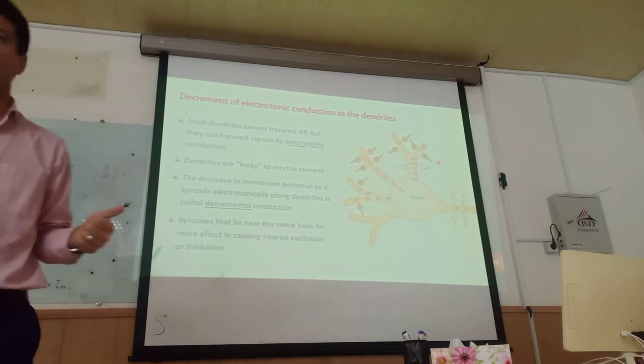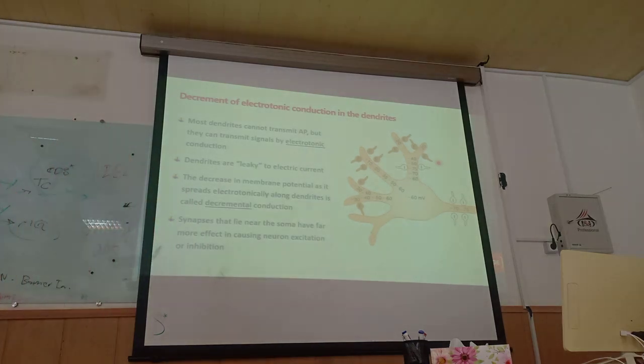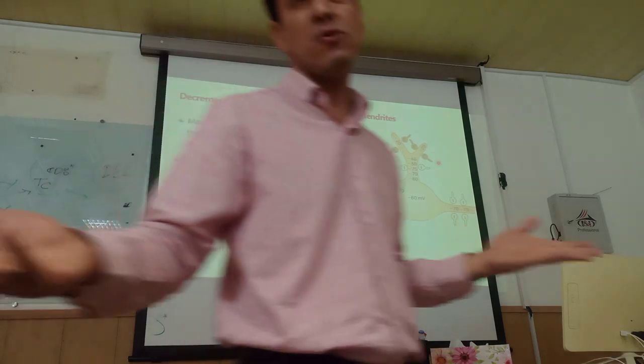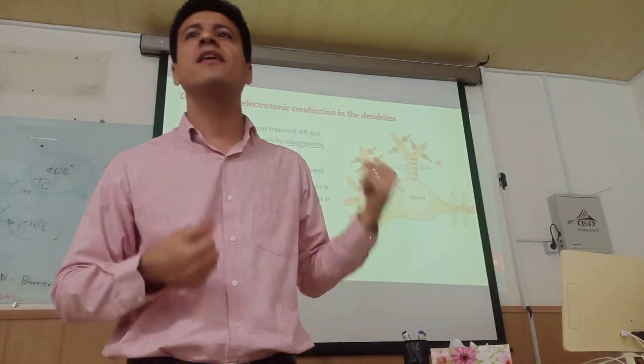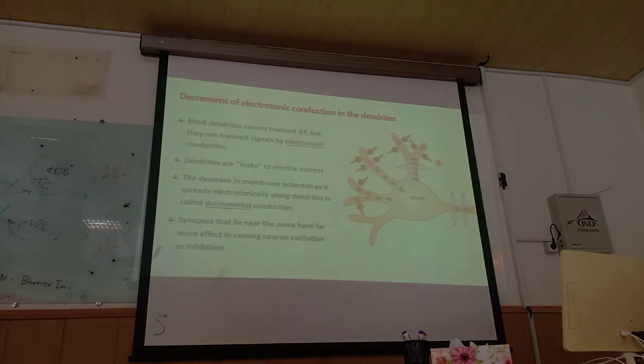Now questions. The resistance in the dendrites, is it because of the diameter or any other ions out there? Yeah, diameter. Just diameter. And also the ionic solution, but the more important thing here is diameter.